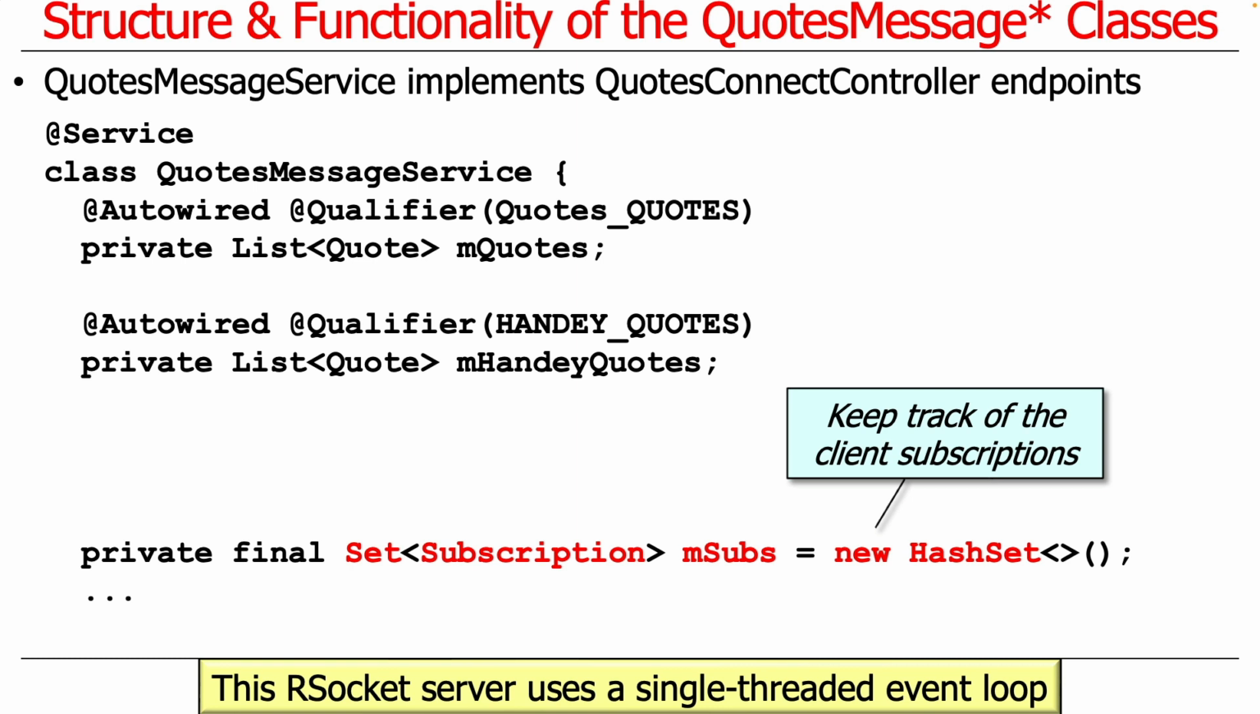We also have a set that keeps track of the client subscriptions, so we can check to see whether they've subscribed. This particular RSocket server uses a single-threaded event loop. And again, I've been playing around with it, trying to see if I can get it to use multiple threads. I couldn't seem to do that, so I think it's OK to use a non-concurrent set here. But if you're paranoid, and I probably should be paranoid, you probably want to use some kind of concurrent set, such as a hash view, the concurrent hash map, key set view abstraction, or some other set that supports concurrent access.